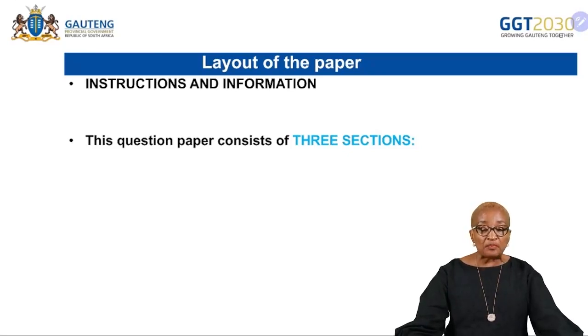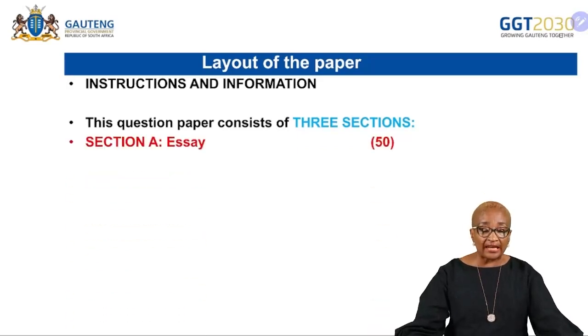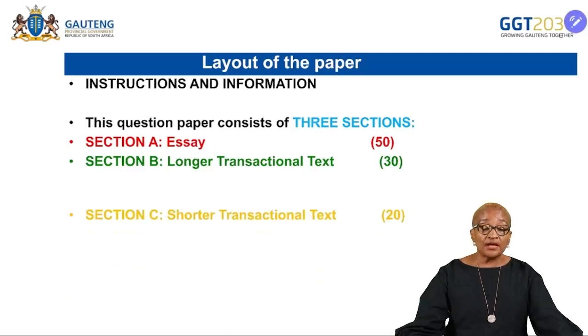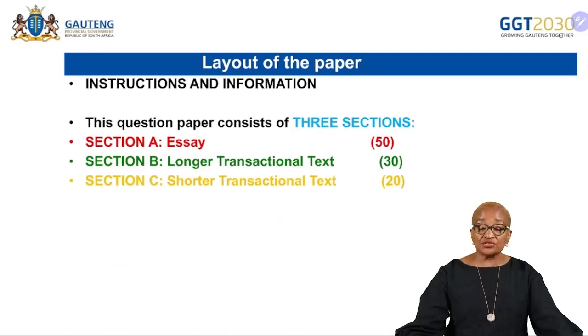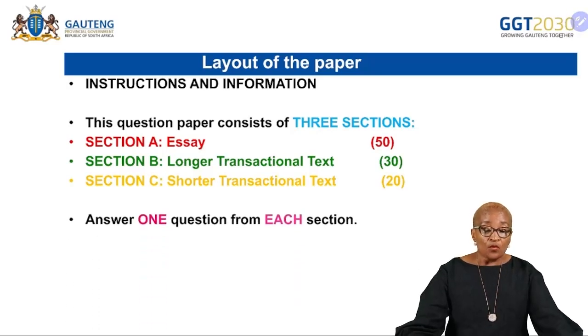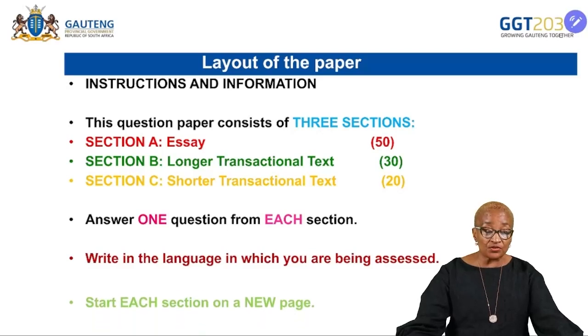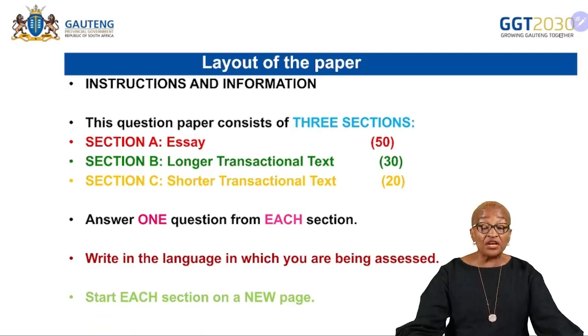The question paper consists of 3 sections. We do have section A, which is an essay out of 50. Section B, which is a longer transactional text and is out of 30. Section C, which is a shorter transactional text and that is out of 20. You are expected to answer only one question from each section. Write in the language in which you are being assessed and start each section on a new page.